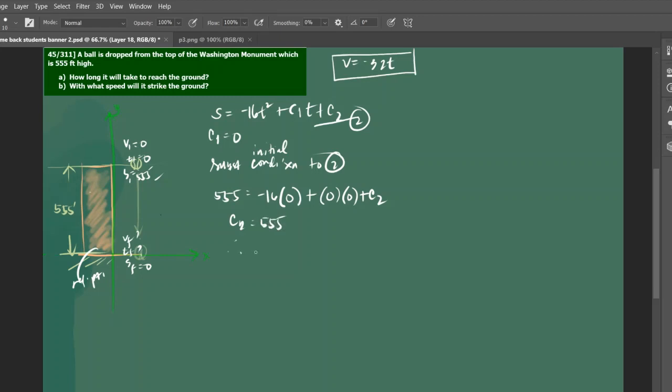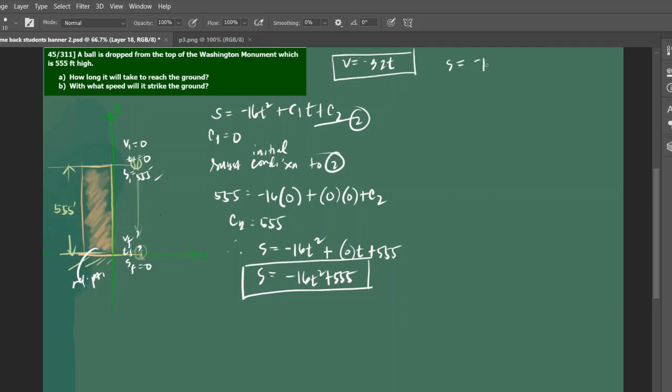So, ang ating equation of motion sa displacement ay s equals negative 16t squared, plus c sub 1 is 0 times t, plus 555. So, ang ating s ay negative 16t squared plus 555. Yun yung isang equation of motion natin. Yung pangalawa: s is equal to negative 16t squared plus 555. Ayan.